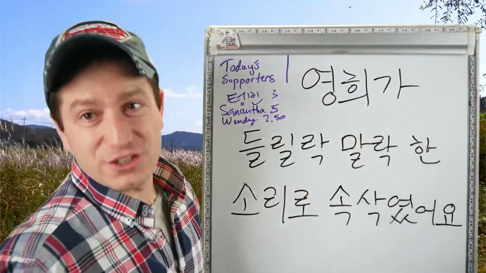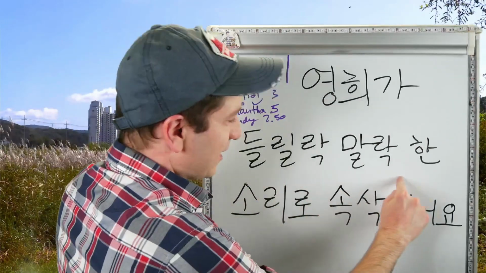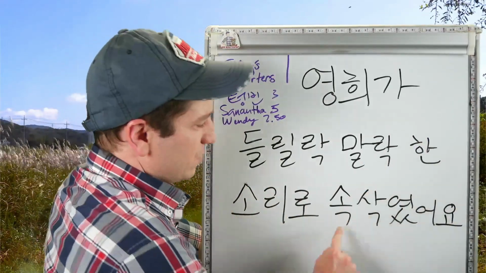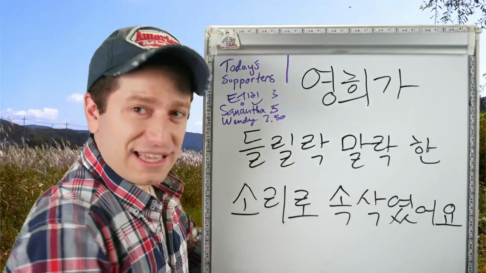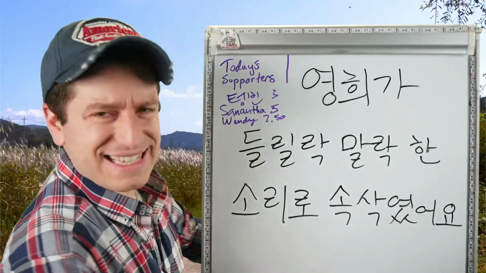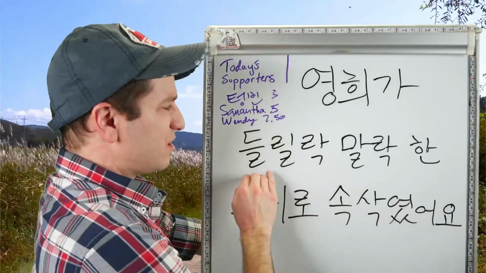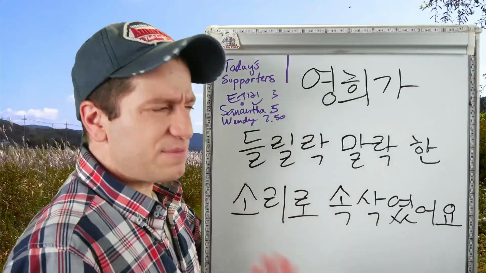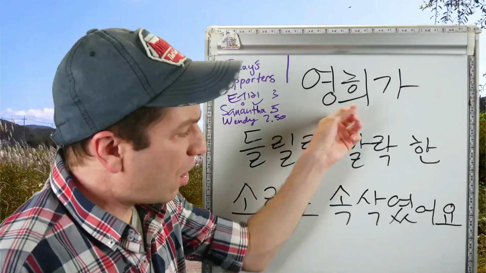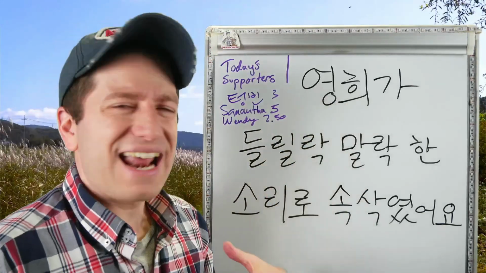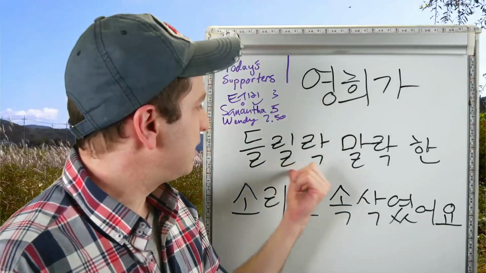영희가, so our friend 영희, 들릴랑말락한 소리로 속삭였어요. So 속삭이다 is to whisper. 소리 is sound or voice. So in a voice that is, 들리다 is to be audible, something that you can hear. So 영희 whispered in a voice that I could barely hear. 들릴랑말락.